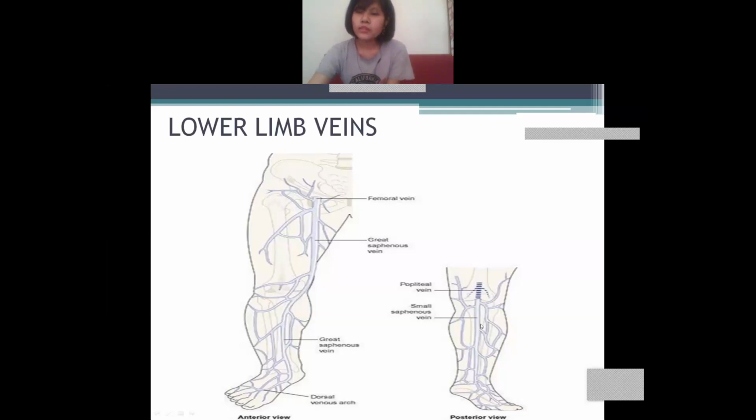Okay, so now let's talk about the small saphenous vein. The small saphenous vein usually lies from the ankle joint. As it comes upwards, where will it stop? It will stop on the popliteal side, that is in the popliteal vein. It will reach to here. This popliteal vein is part of the deep veins. This one.